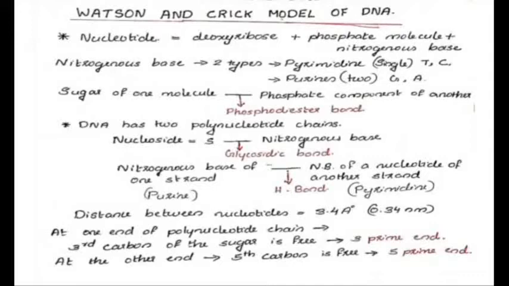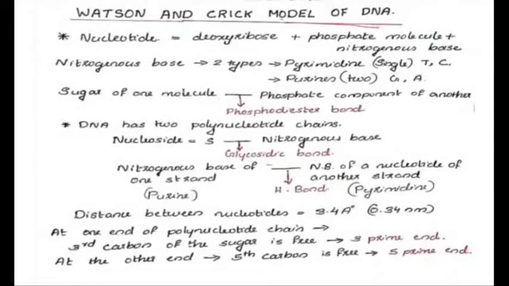There are two types of nitrogenous bases, the pyrimidines and purines. Pyrimidines have a single ring structure and purines have a two ring structure. In DNA, there are four types of nitrogenous bases: thymine, cytosine, guanine and adenine. Thymine and cytosine are pyrimidines, and guanine and adenine are purines.